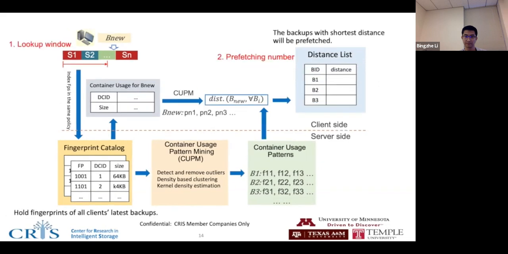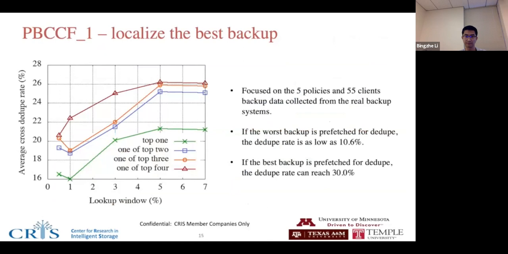In these algorithms, there are two parameters here. First, what size of the lookup window is good enough to approximate the container usage of the processing backup. And second, we want to see the performance behavior as it varies based on different prefetching numbers. And now we define the PBCCF1.